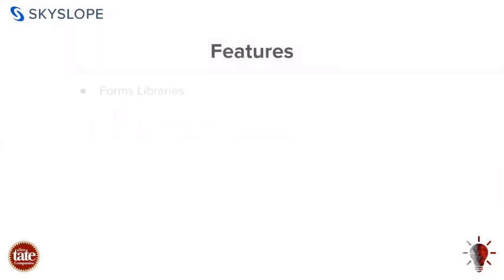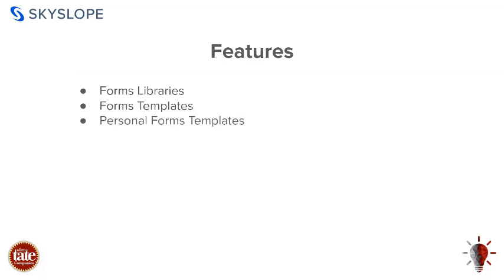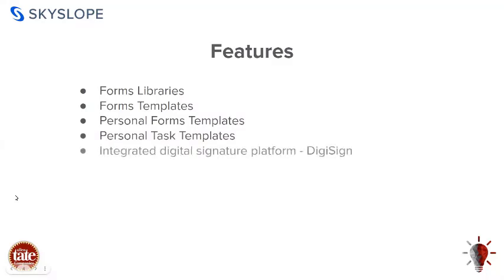Some of the main features that you'll see within SkySlope, there is a forms library that you will set up when you first log in. This includes your state forms as well as your Allen Tate forms. We have created form templates for you, so depending on the type of transaction, we've gathered the documents that you will need for that particular transaction. You can create personal forms templates if you want to. You can also create personal task templates.